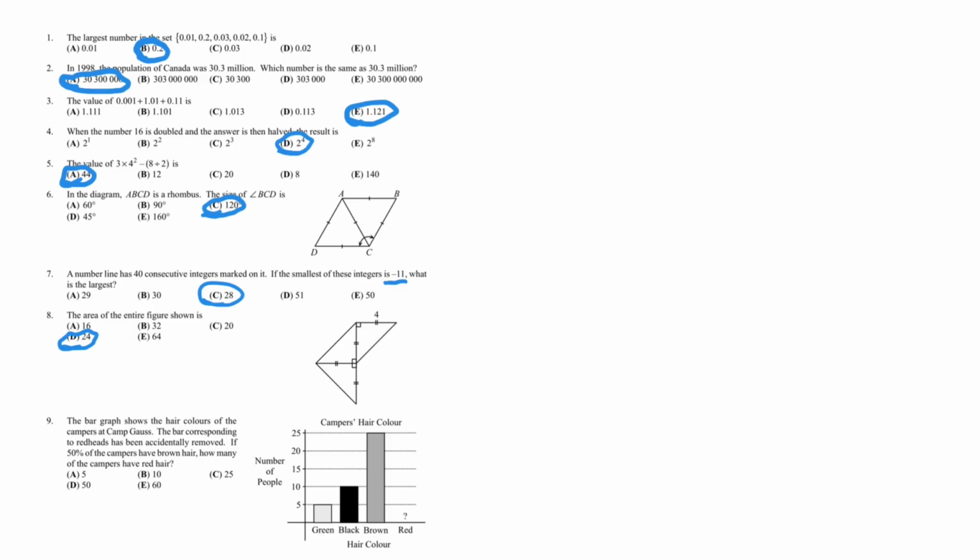Number 9, the bar graph shows the hair colors of the campers at Camp Gauss. The bar corresponding to redheads has been accidentally removed. If 50% of the campers have brown hair, how many of the campers have red hair?